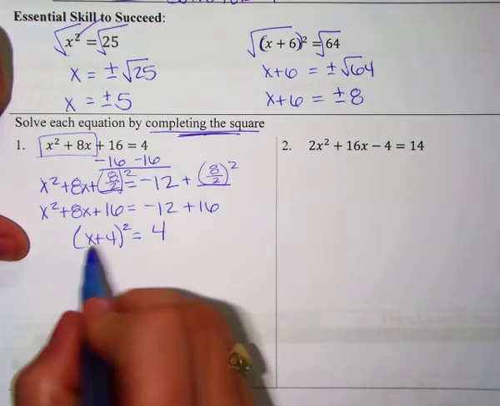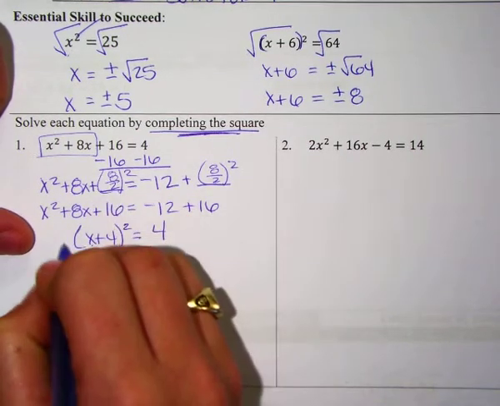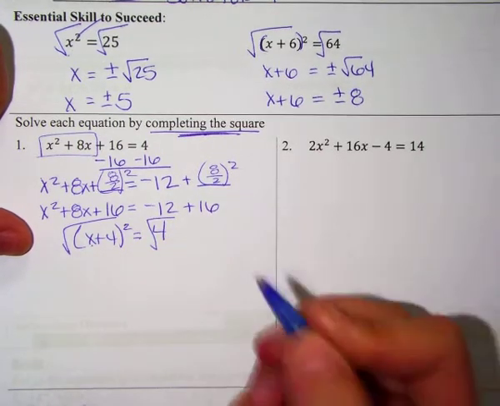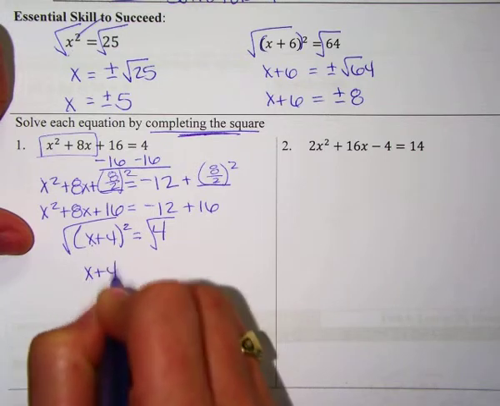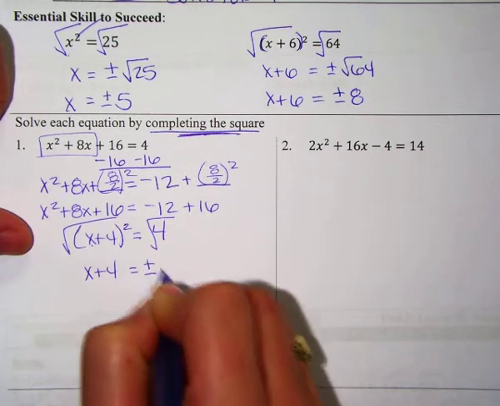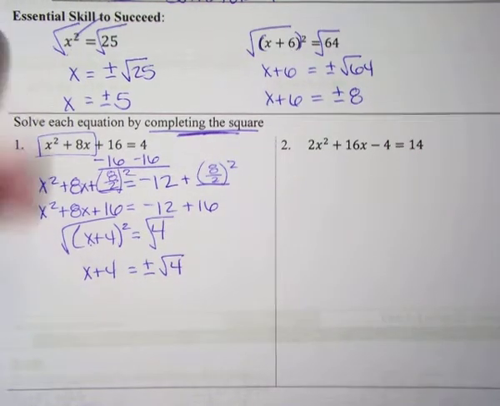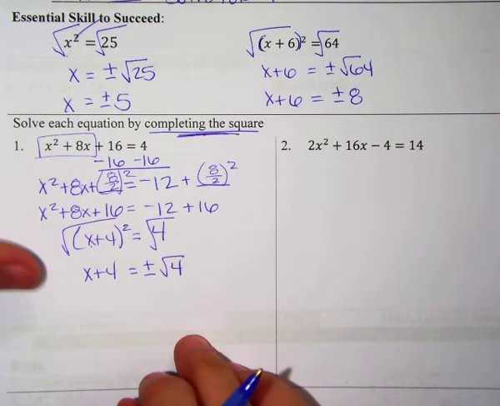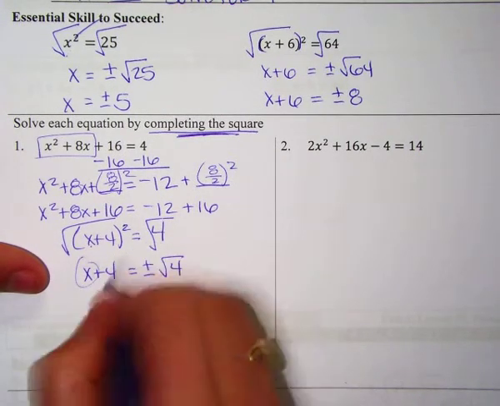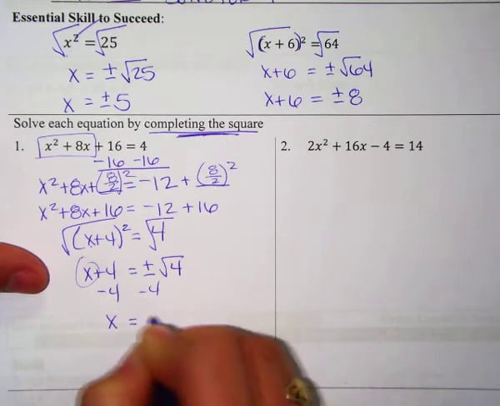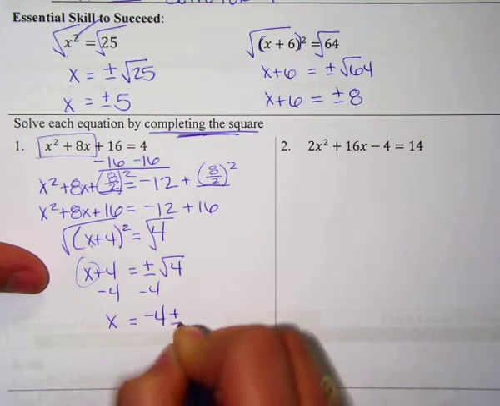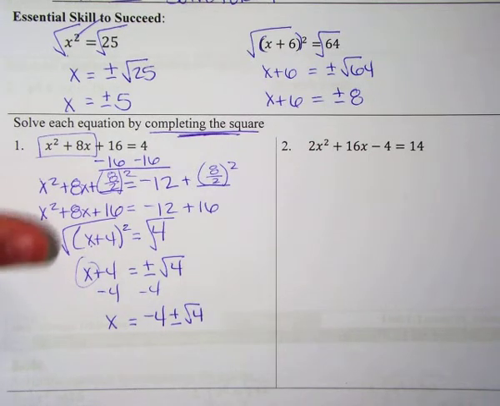Today we actually need to solve for x, so we're going to go ahead and square root both sides to get rid of the x squared. This is x plus 4 is equal to plus or minus the square root of 4. I'm going to simplify that in a little bit. I still need to isolate x, so I'm going to subtract 4 on both sides. This is x equals negative 4 plus or minus the square root of 4.